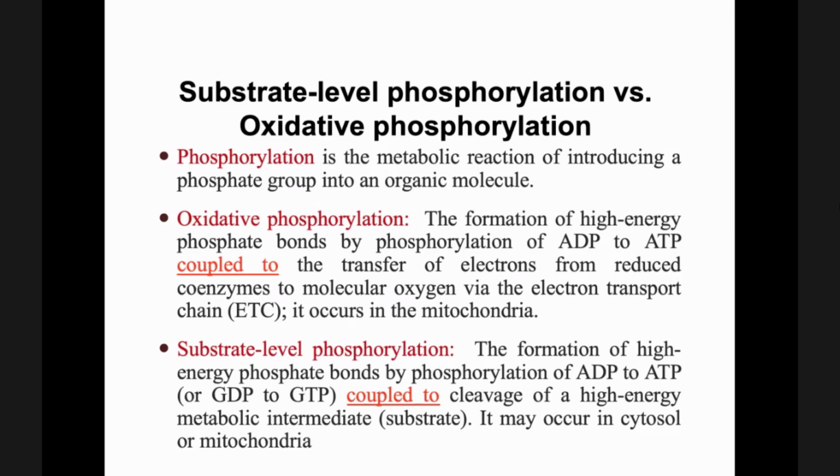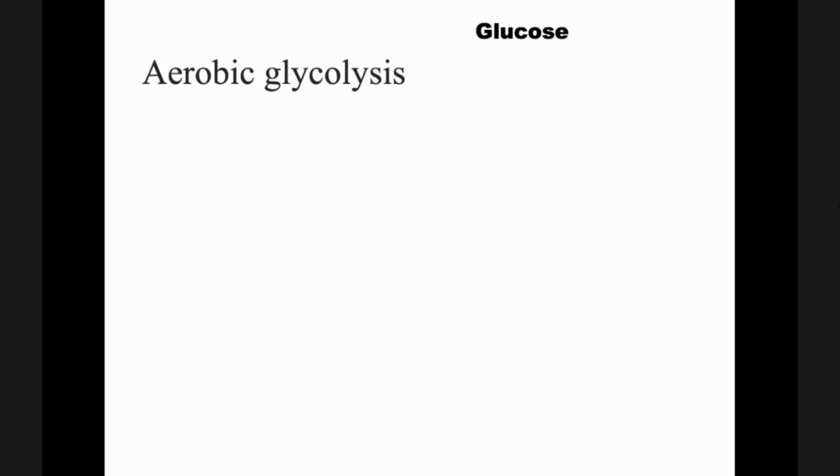However, the substrate level takes place in the cytoplasm when there is the formation of the high energy phosphate bond by the phosphorylation of ADP to ATP or GDP to GTP, coupled to a cleavage of high energy metabolic intermediate substrate. It may occur in the cytosol or also in the mitochondria. Okay, so when we think about the donation or the removing of phosphate group in the glycolysis, it's under the process called substrate level phosphorylation, not via the oxidative phosphorylation.